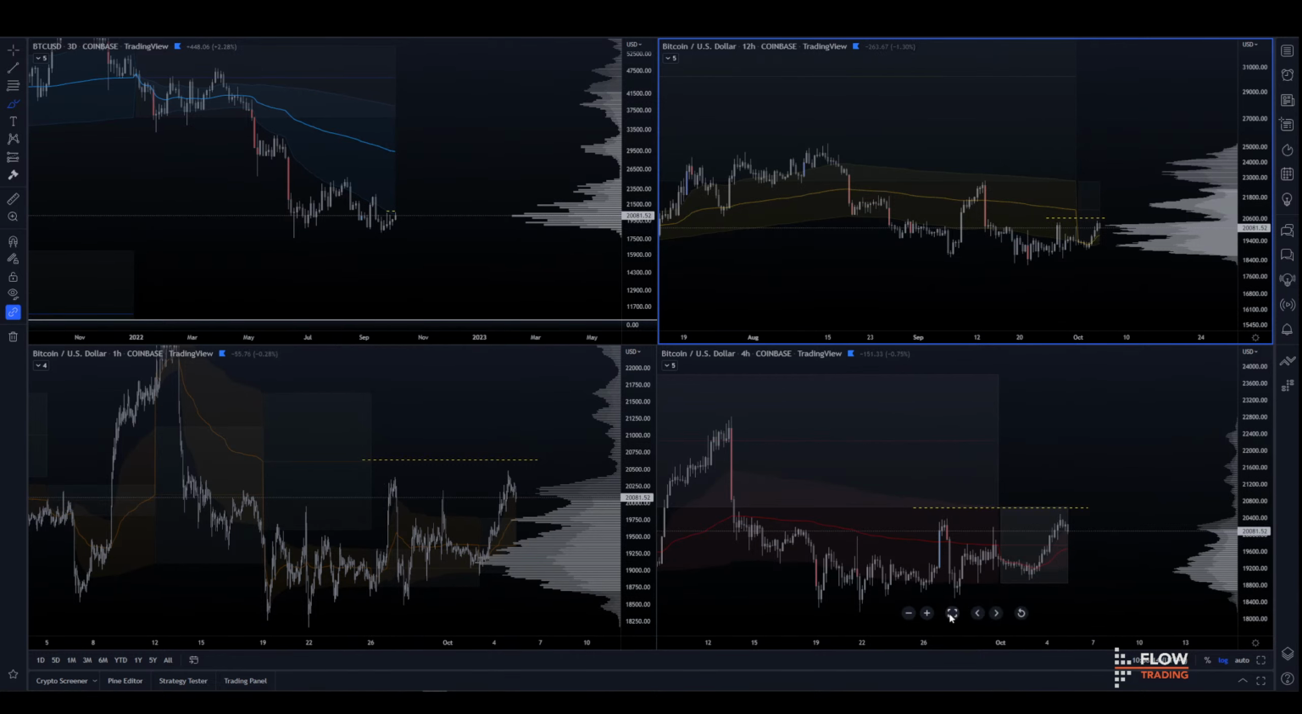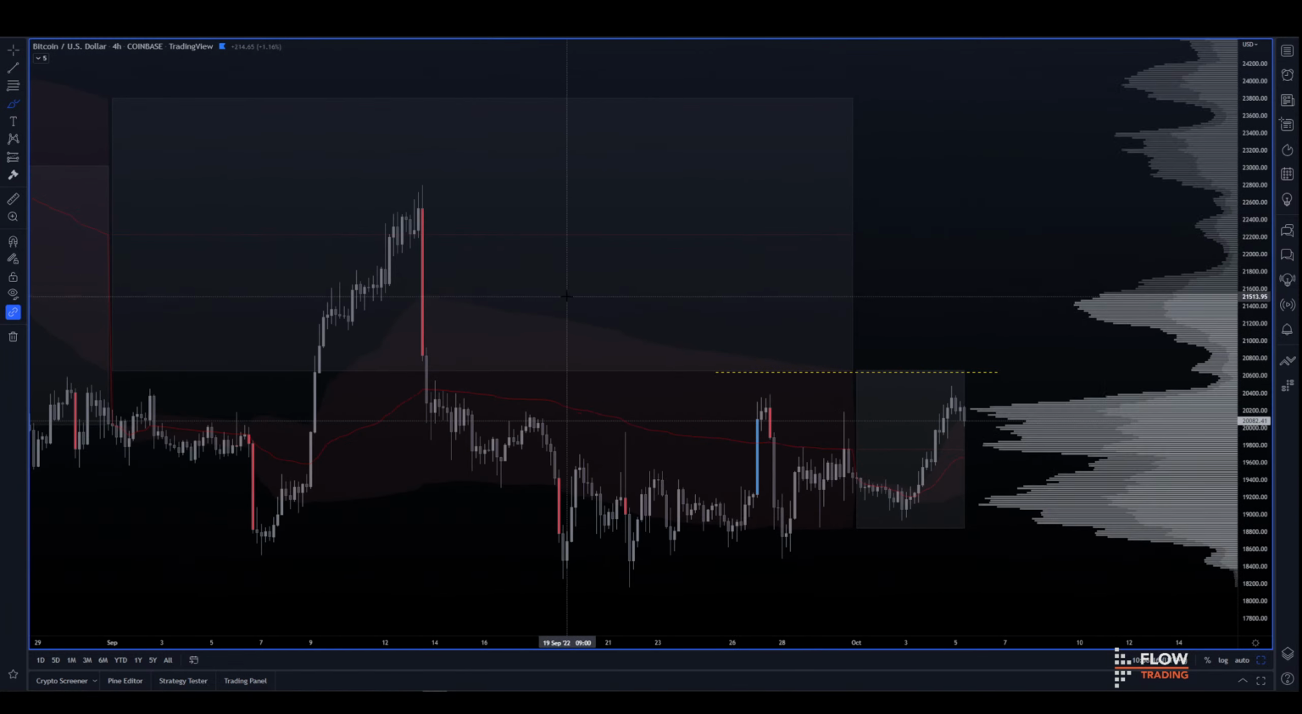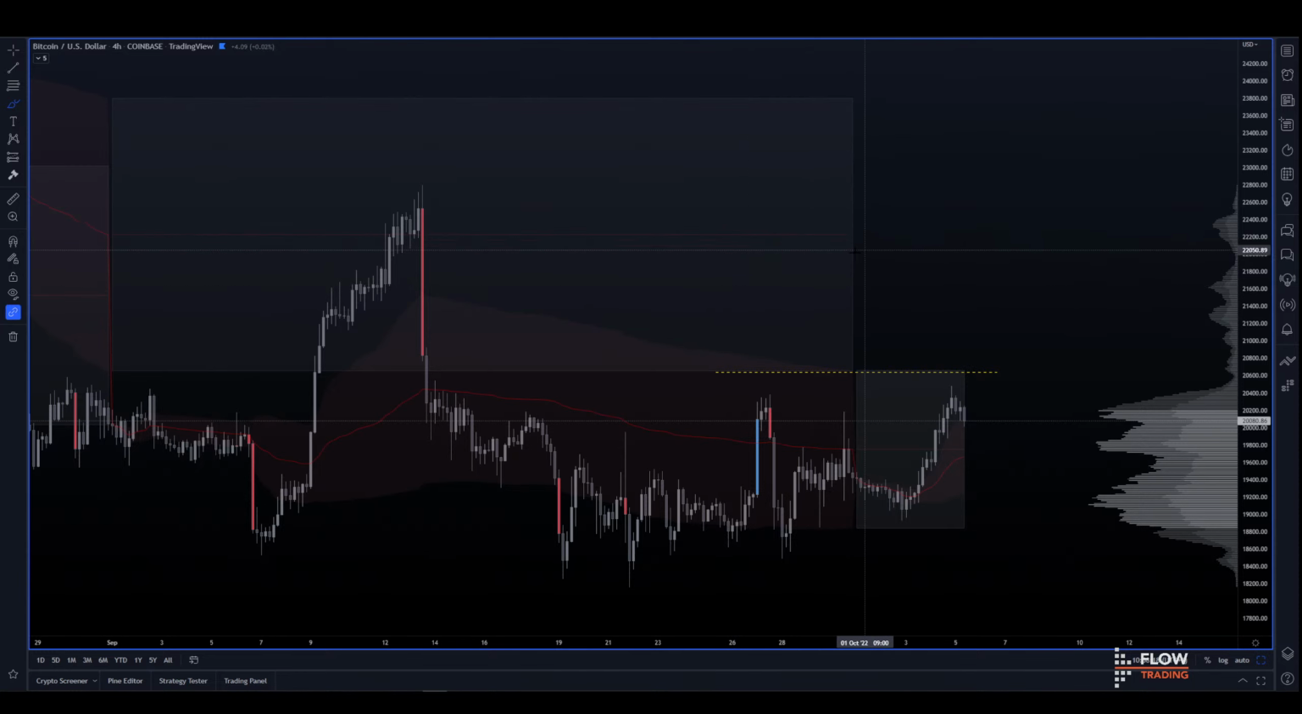I want you to notice here something as well on the monthly VWAP and on this 4-hour chart here on Coinbase, that we've got basically a 4-hour order block here.